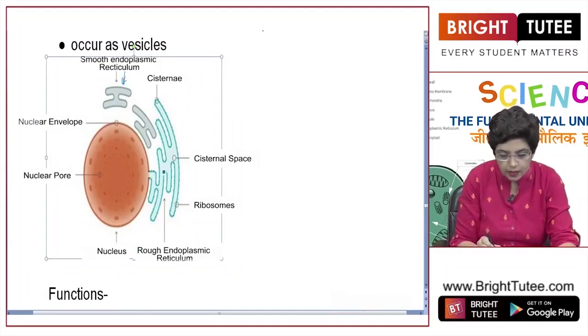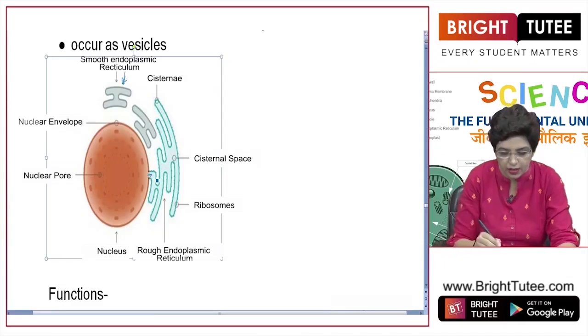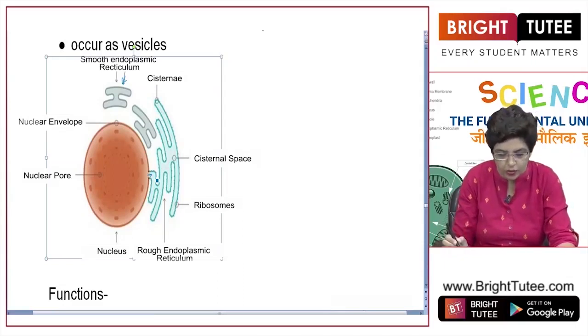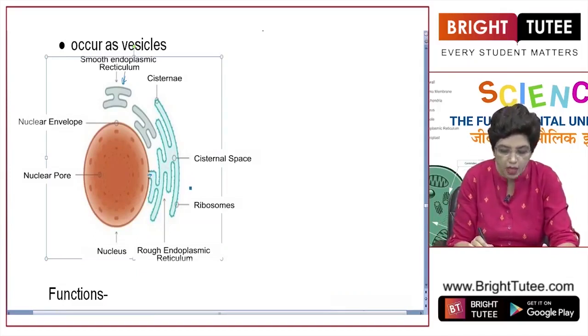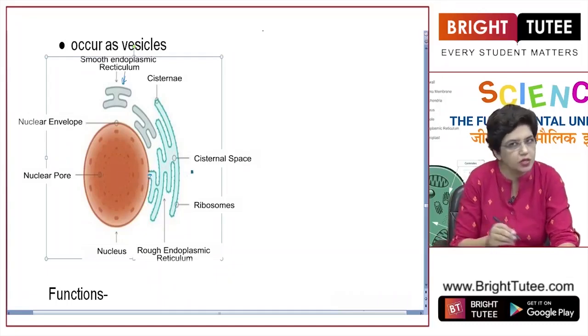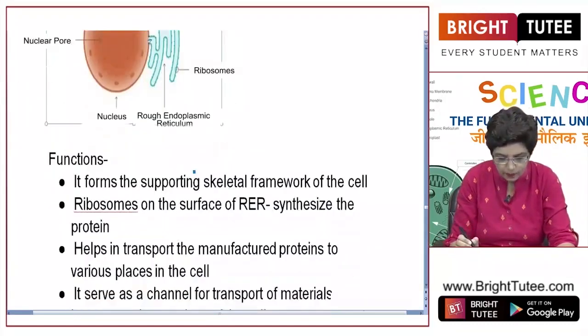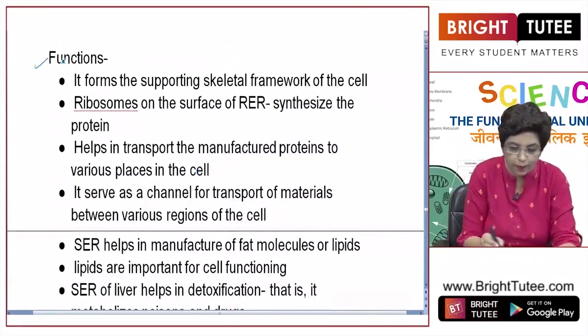You look here, most of the time the rough endoplasmic reticulum is directly connected to the nuclear membrane. They are just direct projections of the nuclear membrane. So there is a connection between the nucleus and the endoplasmic reticulum. Because of this, it helps in the transfer of material from the nucleus to outside and from outside to inside the nucleus. So the functions of endoplasmic reticulum, an important topic.